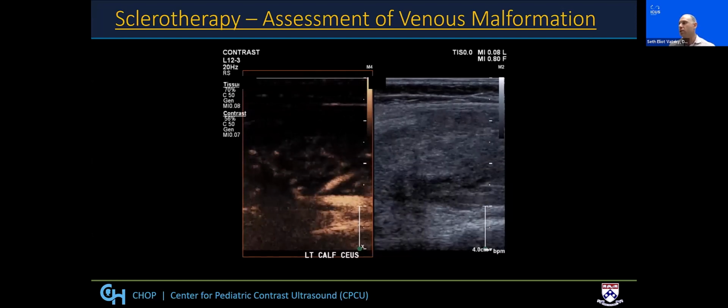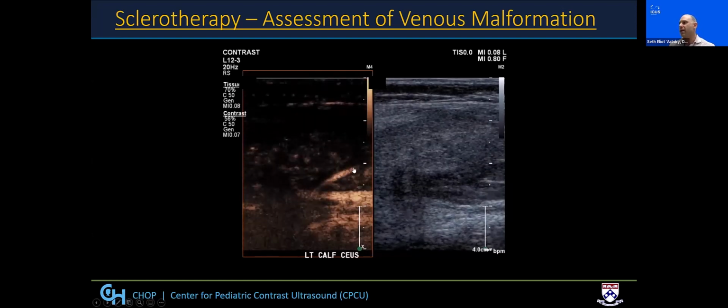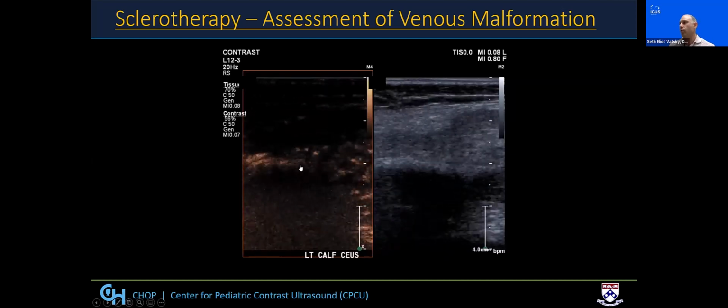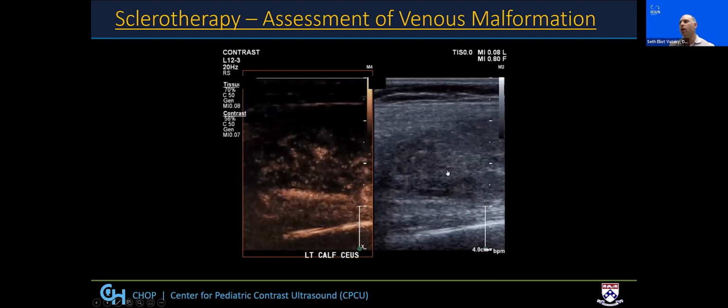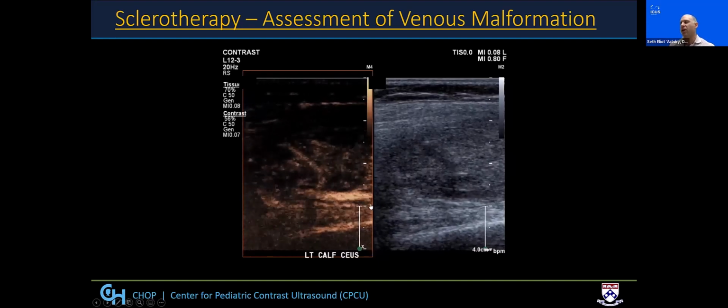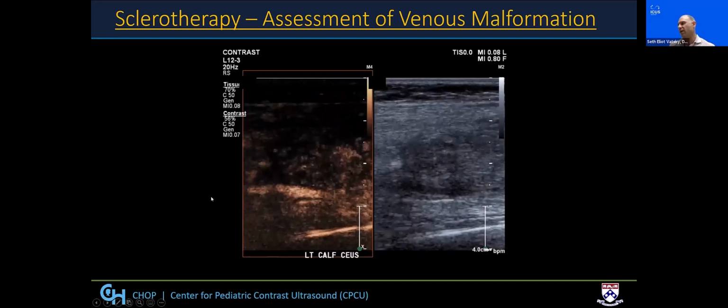So here you can see the vascular enhancement, but you don't see a lot of abnormal vascular channels and only low-level tissue perfusion here, which is much more consistent with a FAVA than it is with a venous or lymphatic malformation.